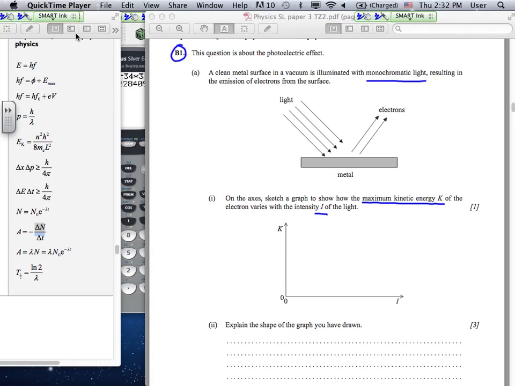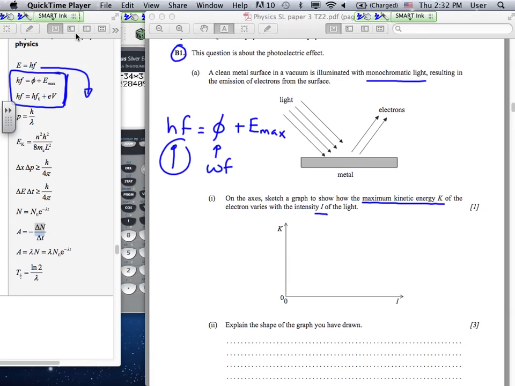intensity I of light. Now, we need to remember that these two formulas over here apply, along with obviously this one over here, the energy of a photon. But these two are our major formulas. And we can see that if we write them, hf is equal to phi plus E max. Now this over here is your work function, and this is the energy of the incoming photon here.